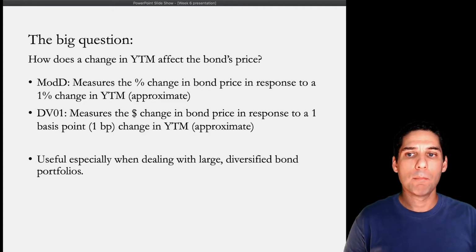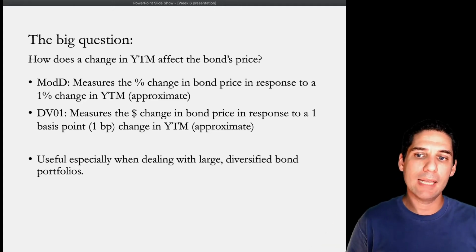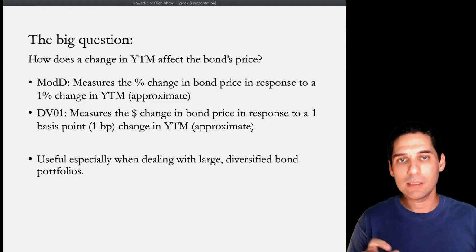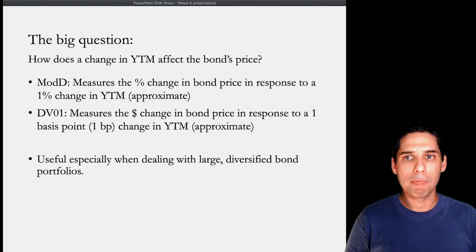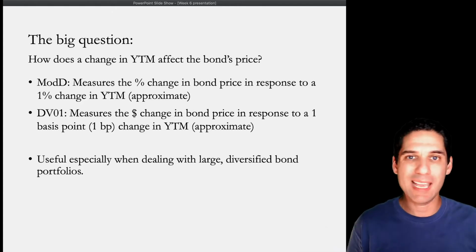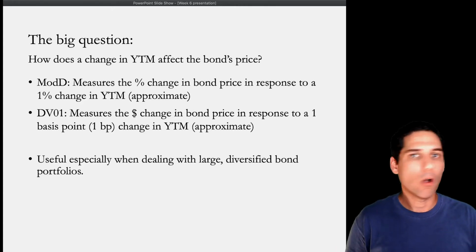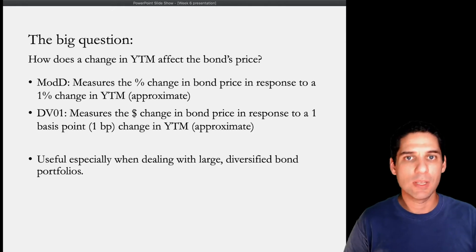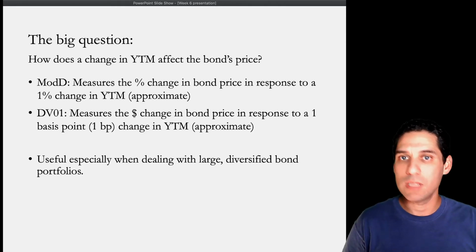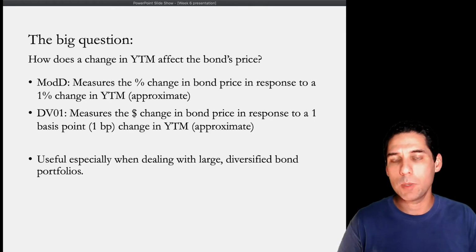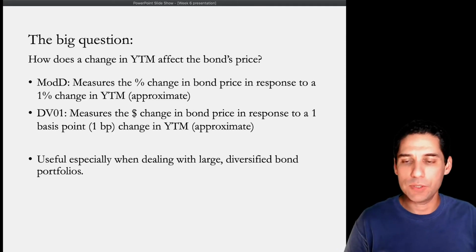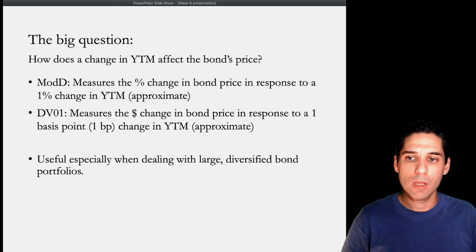Okay. Both of these measures, both ModD and DV01, will be only approximate. These are approximations. These are not going to get precisely the correct answer. But when you are working with, say, a large portfolio of lots of different bonds with lots of different maturities, this is going to be close enough. It's going to save us a lot of time to be able to use these measures, even if it comes at the expense of a little bit of accuracy and precision.